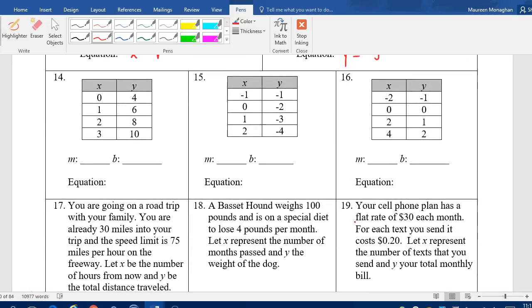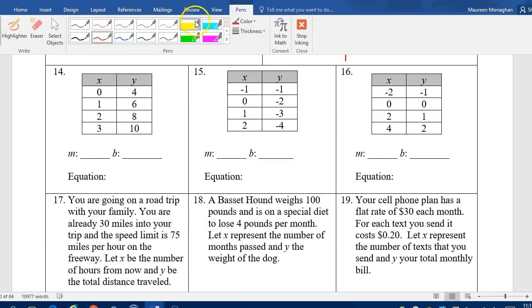Okay, now we got some tables. Let's take a look. Our y-intercept is always the 0, so I'm just going to go through and highlight all those. And our slope, how could we find that? Well, we could find the rate of change. These are changing by plus 2, and these are changing by plus 1. So it'd be 2 over 1, or 2. And the y-intercept is 4. So y equals 2x plus 4.